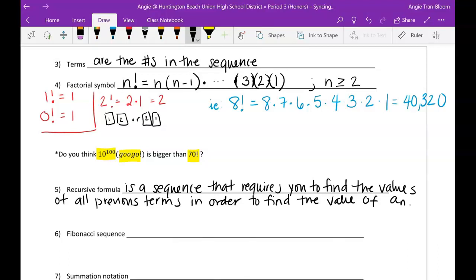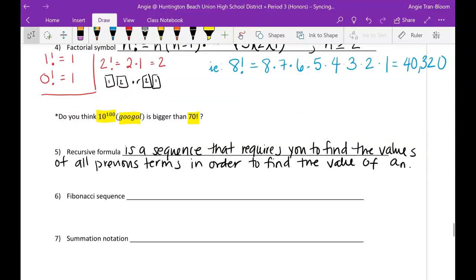Fibonacci sequence. It's really well known. Most movies that you watch that have a little bit of math involved always bring this up. It is a series of numbers.